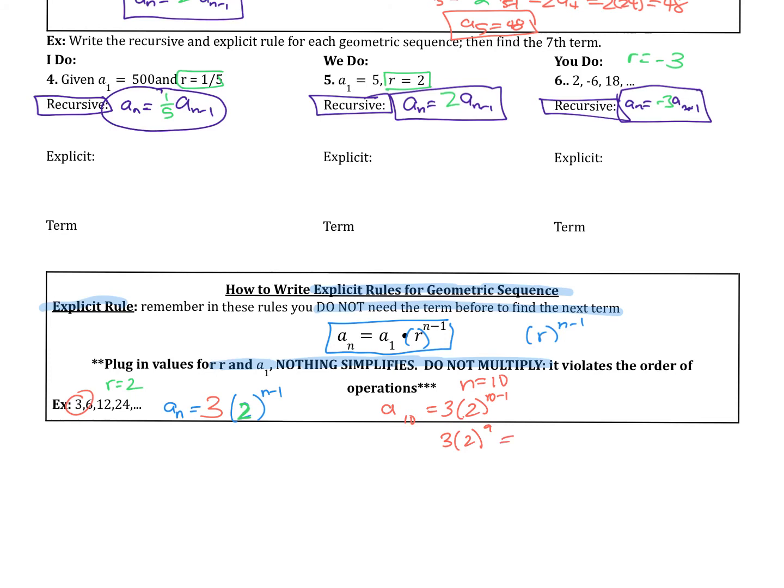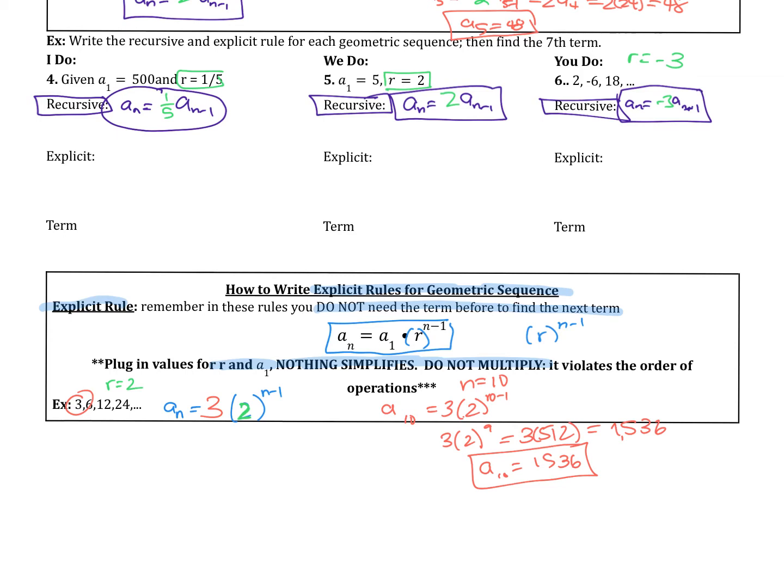And this is a great chance to grab your calculator. 2 to the 9th is 512. And if I multiply 3 times 512, I would get 1,536. So a sub 10 is 1,536. For many of the problems in this section, especially on the homework, please feel free to grab a calculator to do some of this geometric math out.